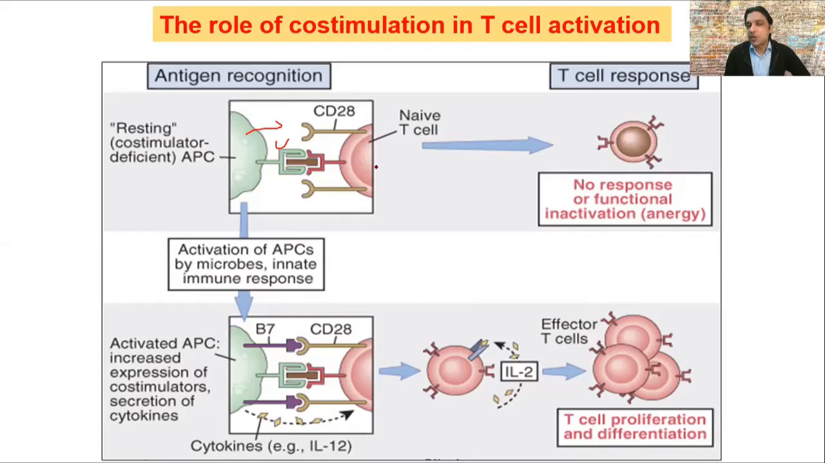If it is a naive T cell, it will stay as a naive T cell, meaning no response. So that might be a reason for disease in certain patients, that they are not carrying enough co-stimulators in their antigen presenting cells.